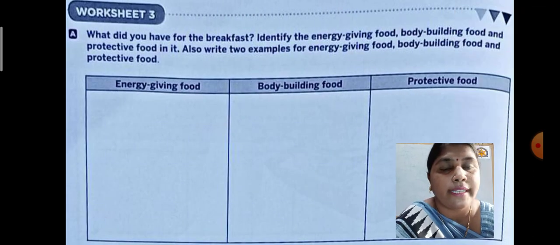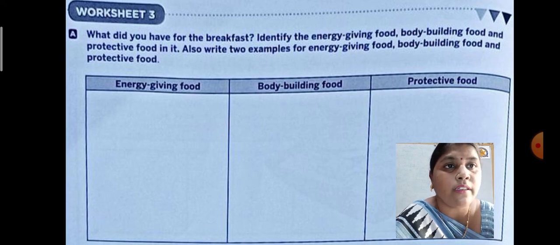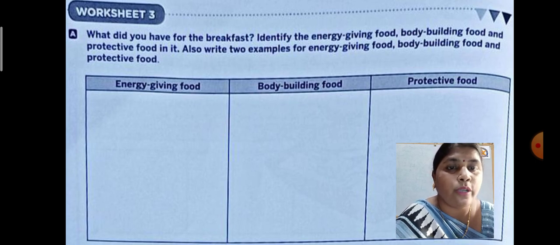What is the next worksheet? Number 3, A. In this also they have given us the question. What did you have for breakfast? This question we already saw in the exercise. Identify the energy giving food, bodybuilding food, and protective food in it, and also write 2 examples each for energy giving, bodybuilding, and protective food. So you have to write down what you had for your breakfast, and then separate or divide those food items into these 3 food groups.